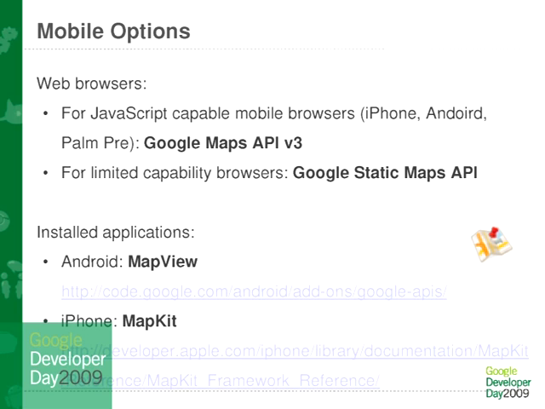So yeah, that was it. So on mobile, the thing you may want to do if you have advanced handsets, use JavaScript API version 3, static maps for the other handsets. And if you want to build application, you still have those two libraries available for iPhone and Android.